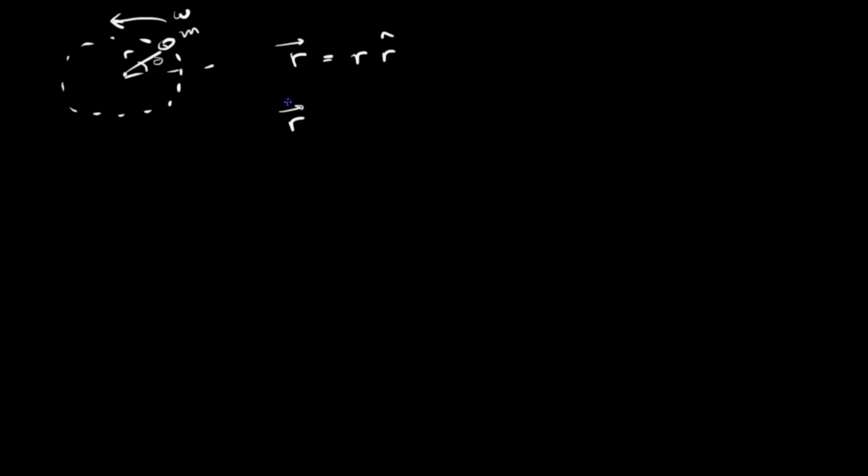And then the velocity is going to be the derivative of this. This is just the chain rule. We keep r and take the derivative of r hat, and then we add r hat and take the derivative of r. What's the derivative of r? It's r dot. And what's this term over here? You can do some geometry, but you'll find out that r hat dot is theta dot in the theta hat direction.